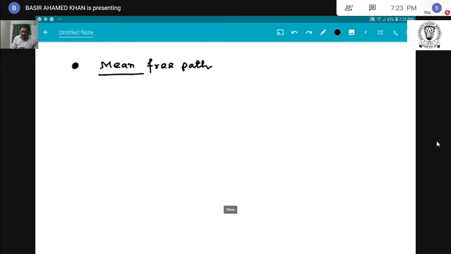The definition of mean free path. What is mean free path? Definition. Mean free path is represented by the term lambda. The molecules of a gas move at random in course of their motion. They collide with each other.